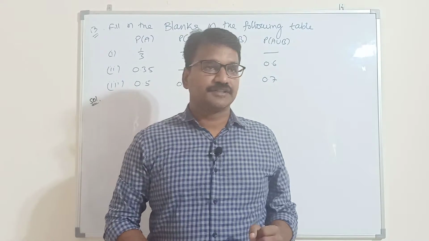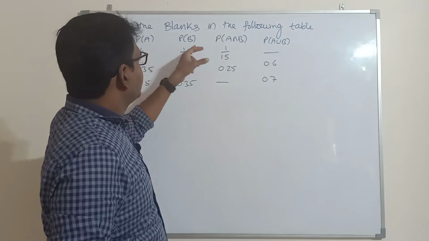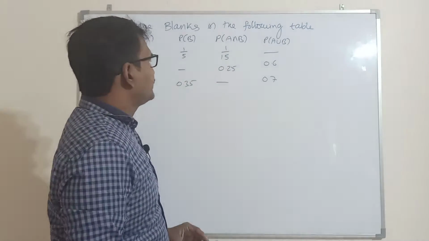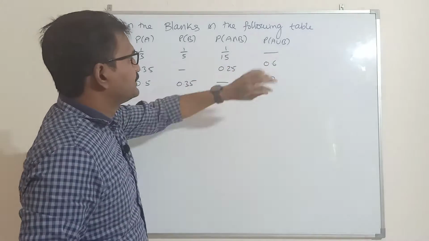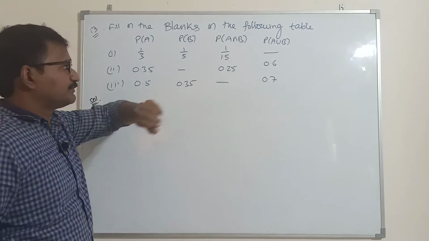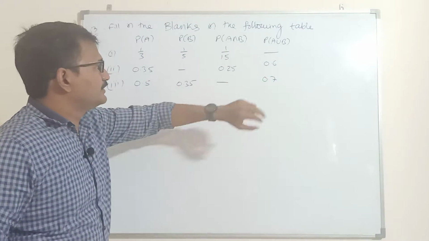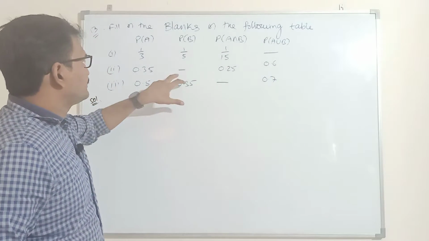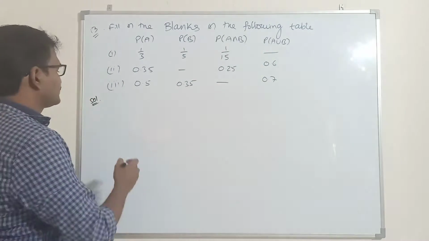Next problem, the 13th problem. Fill in the blanks in the following table. P of A, P of B, P of A intersection B, P of A union B. In the first question, P of A, P of B and P of A intersection B are given. What is the value of P of A union B? In the second, P of A, P of A intersection B and P of A union B are given. What is the value of P of B? In the third question, what is the value of P of A intersection B?